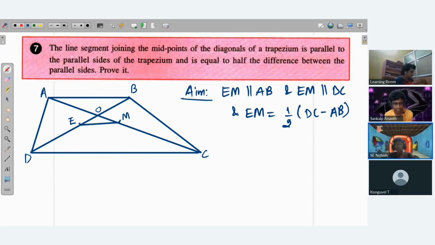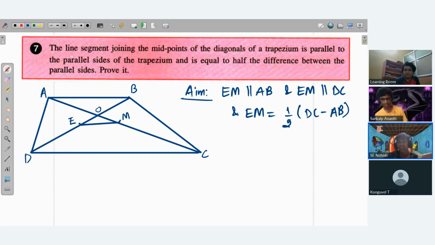So I found that EM is parallel to AB and EM is parallel to DC. So can I tell? No. Why? Because I want you to do the last part also. Tell how it is parallel. Sir, EM is parallel to AB because when you connect two midpoints, it will be parallel to its base.